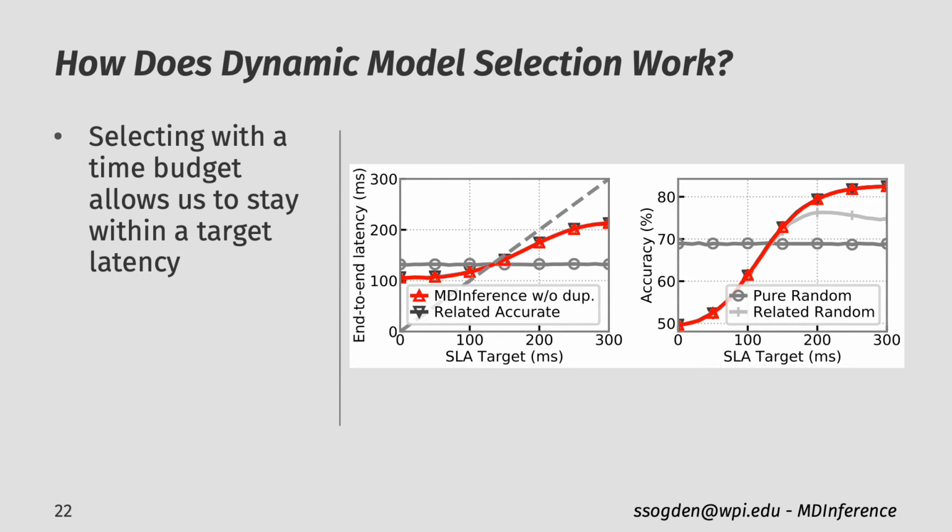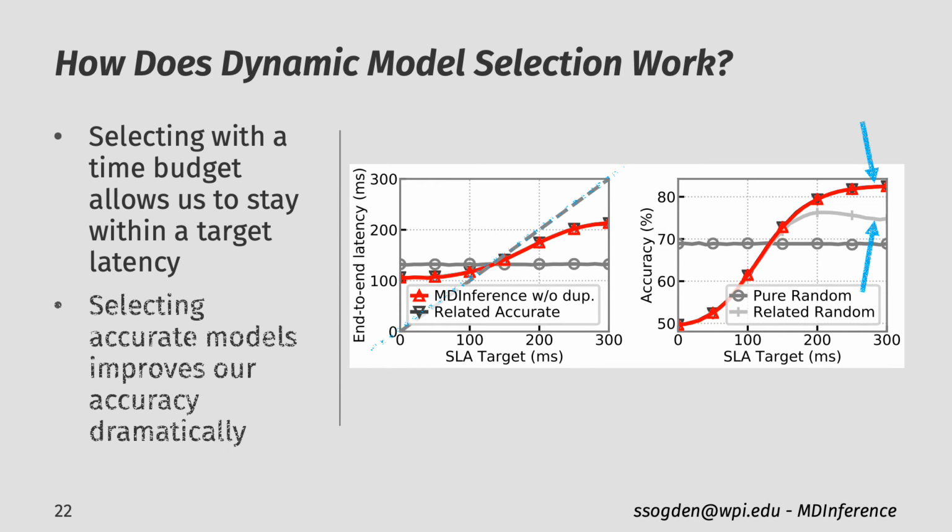We see two things. First, we see that MDInference and any time budget aware algorithm can stick to the target SLA, ensuring that we do our best job to combat the network constraints. This means that even with the network variation, we can return, in many cases, the results within a reasonable amount of time. Second, we see that by selecting models based on accuracy, we can improve accuracy. And even with our exploration set, we don't see a significant decrease in accuracy.